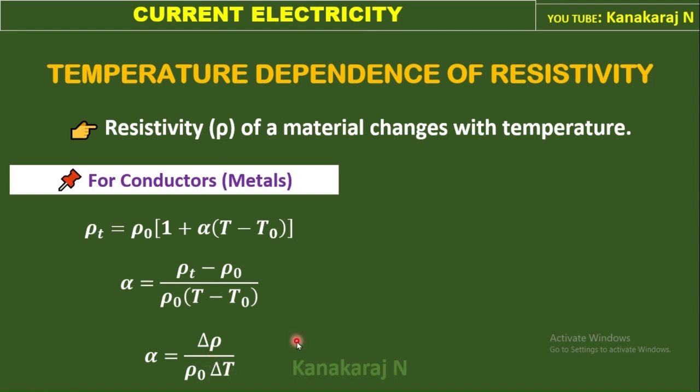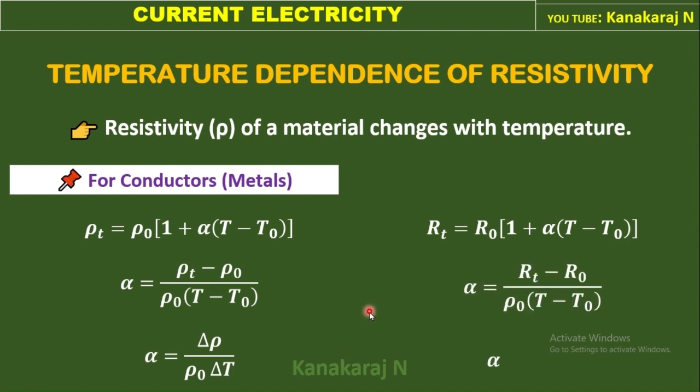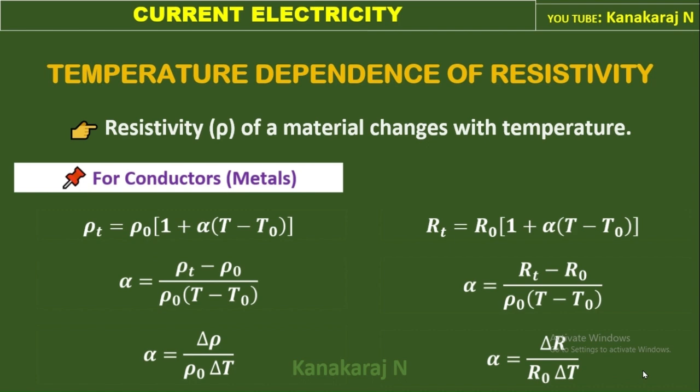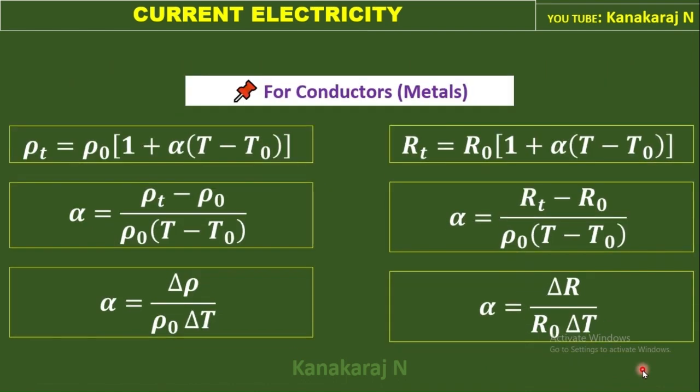All these three formulas are very important towards problem solving. Alpha equals del rho divided by rho naught into del t. Similarly, a relation between temperature and resistance: alpha equals del R divided by R naught into del T. Have an eye on all these formulas.